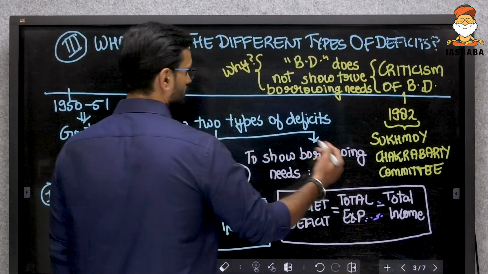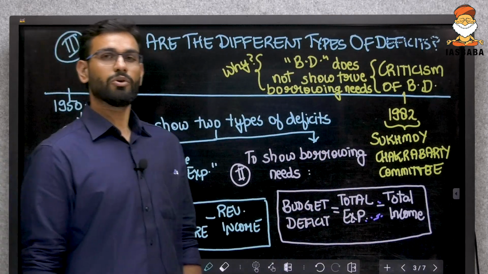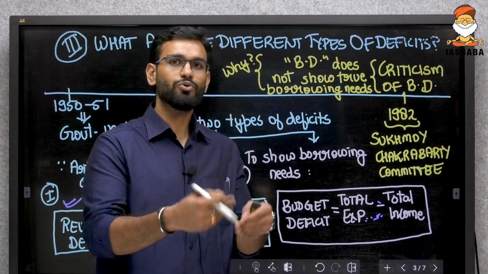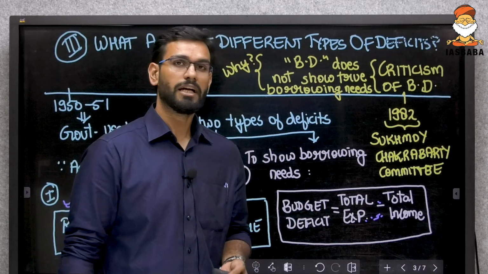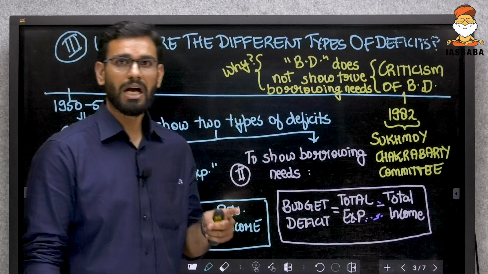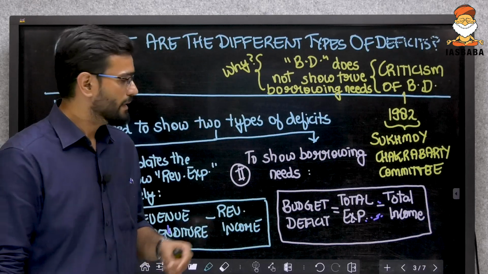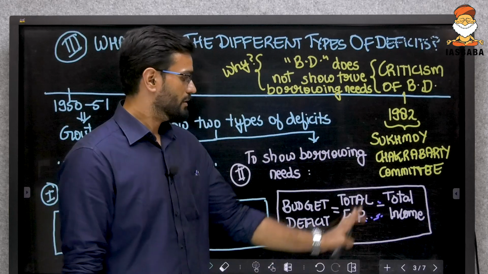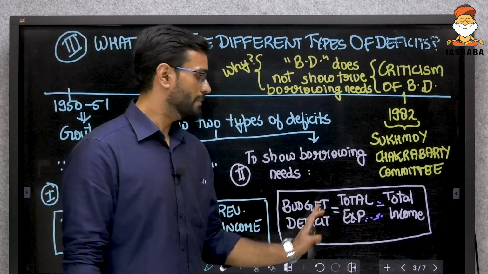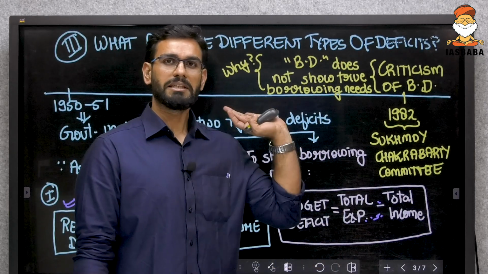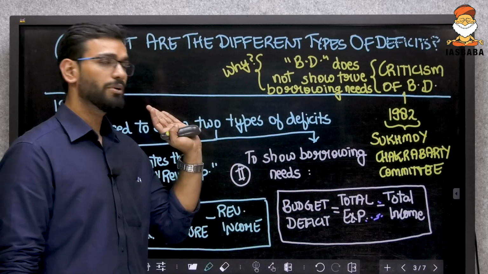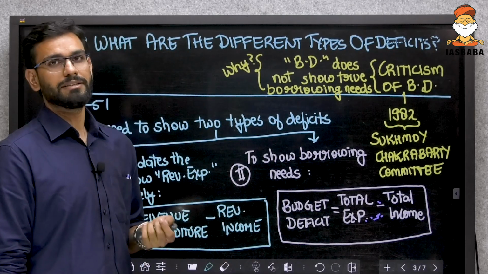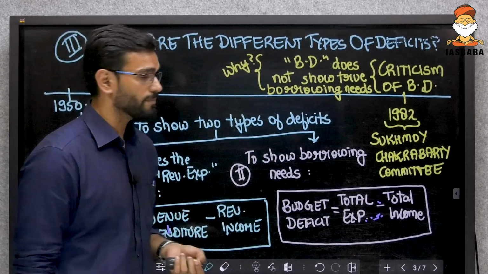Then see, the other thing was the government also had to show how much it is supposed to borrow in the coming year, and how did the government show that? The government showed that through simple calculation: total expenditure minus total income. Simple. And that gives us the second type of deficit, which we call the budget deficit. I hope things are clear till here.